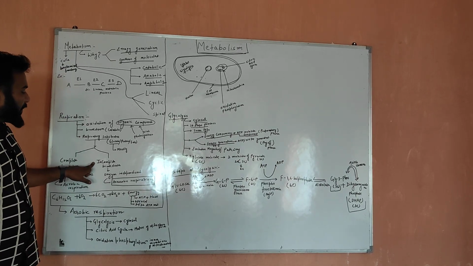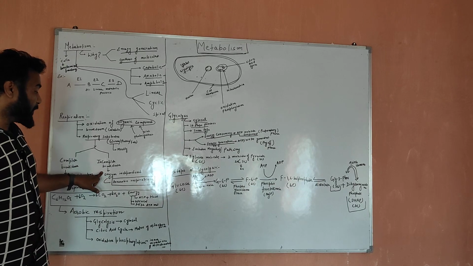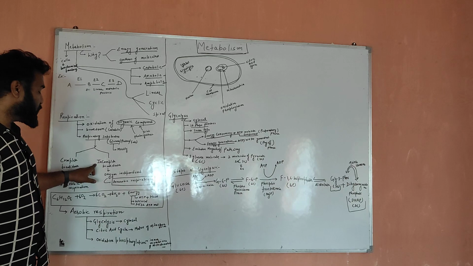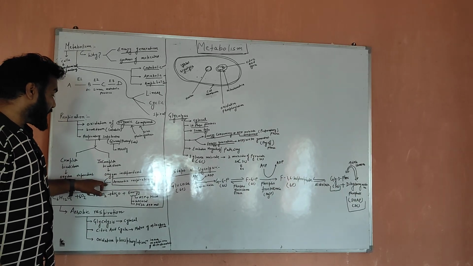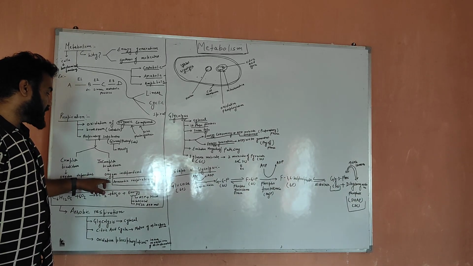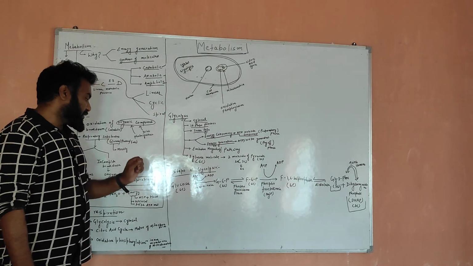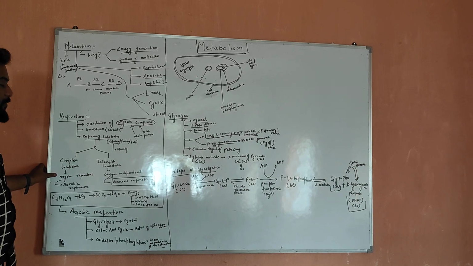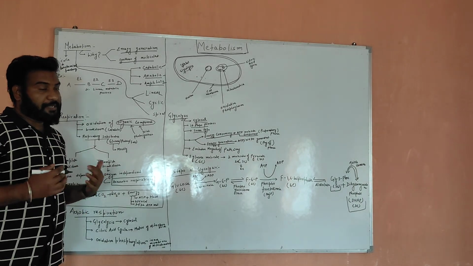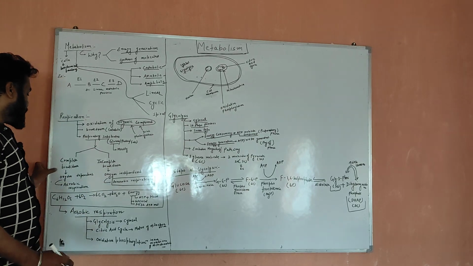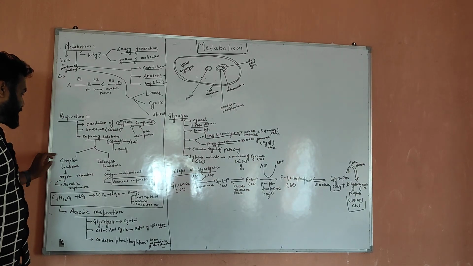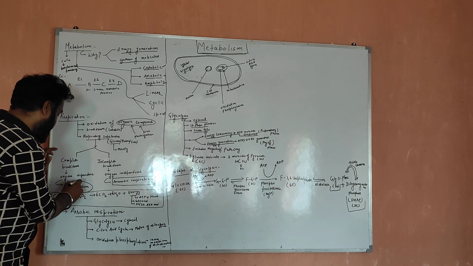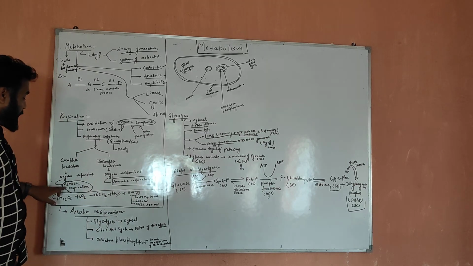Incomplete breakdown occurs where there is an absence of oxygen, an oxygen independent pathway, usually in anaerobic organisms, so it is called anaerobic respiration. Whereas complete breakdown is oxygen dependent and usually occurs in organisms which respire using oxygen. This is known as aerobic respiration. Okay, so in this lecture we are going to discuss mostly aerobic respiration.